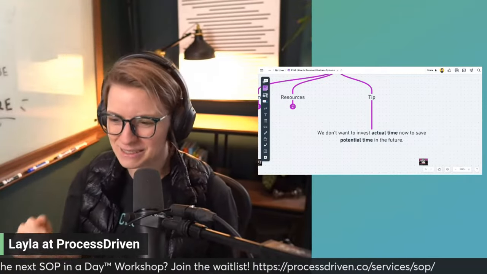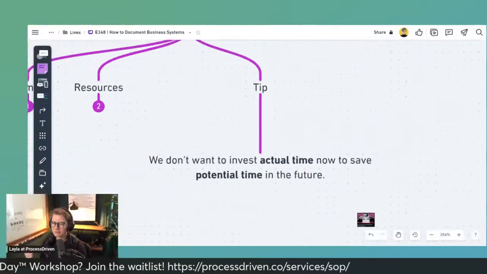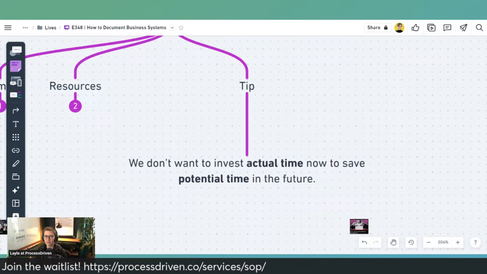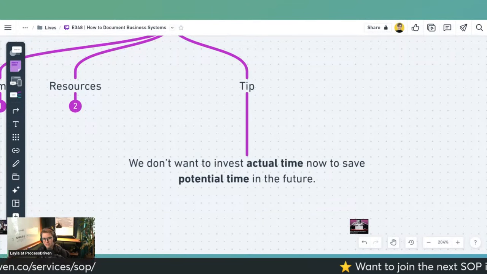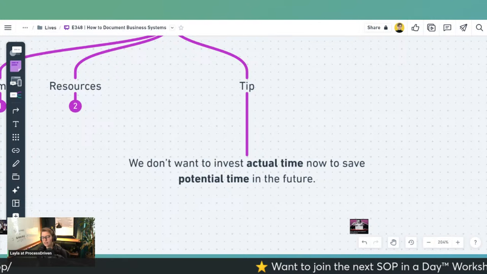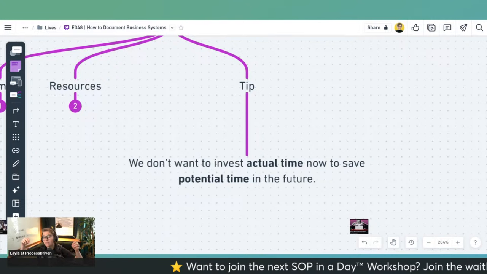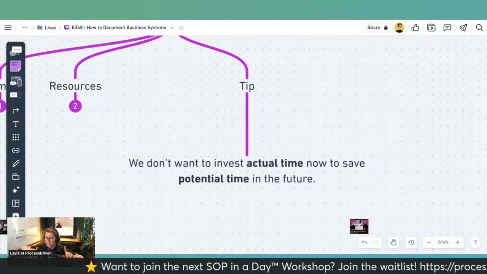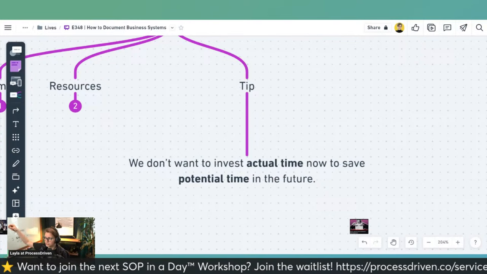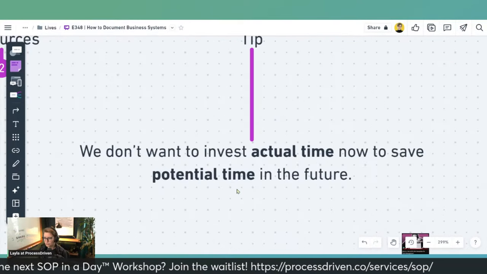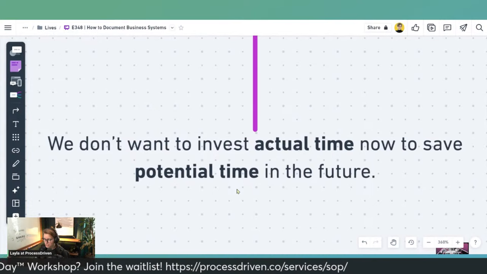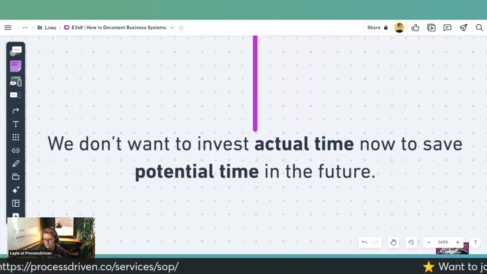But the next piece I want to hit on here, just a bit of a repeat of what we talked about before, but worth exaggerating here more than anywhere else, is that a lot of folks at this drafting stage spend a lot of real time now in the hopes of saving potential time in the future. I just kind of made up this quote, so hopefully that makes sense. Actual time now to save potential time in the future. We don't want to do this.